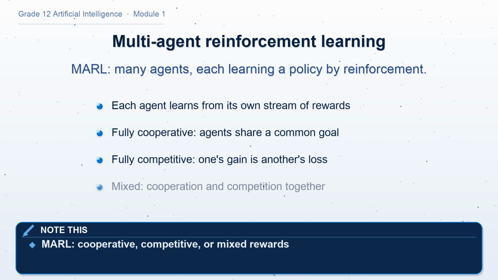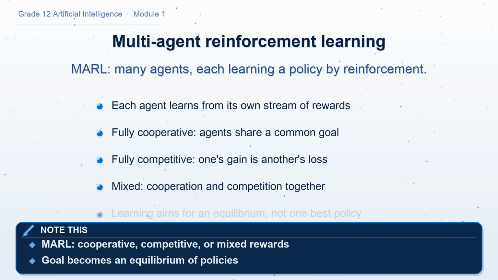Notice what the goal becomes. With other learners in the world, we no longer seek one single best policy. We seek a stable set of policies, an equilibrium, where each agent is doing as well as it can given the others. How does an agent actually improve its policy?